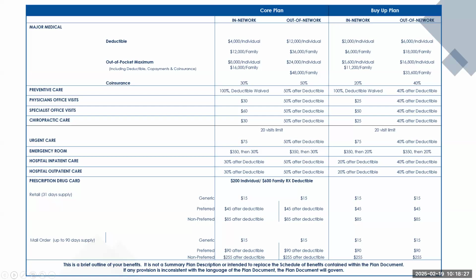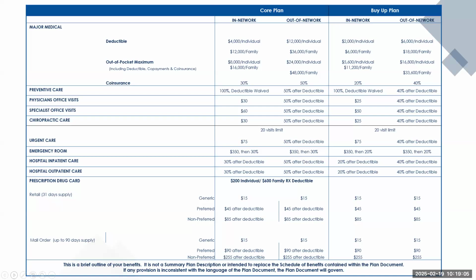So higher deductibles on the out of network, $12,000 for individual, $36,000 for family. Out of pocket is $24,000 for individual, $48,000 for family, and then it's 50%. So preventative care, 50% after deductible if you're going to an out of network. So definitely want to go in network. Don't pay when you don't need to. Physicians, everything else is pretty much at 50% after deductible, except for emergency room. That's always going to be paid at the in-network level for emergencies. And then same benefits for out of network for pharmacy.